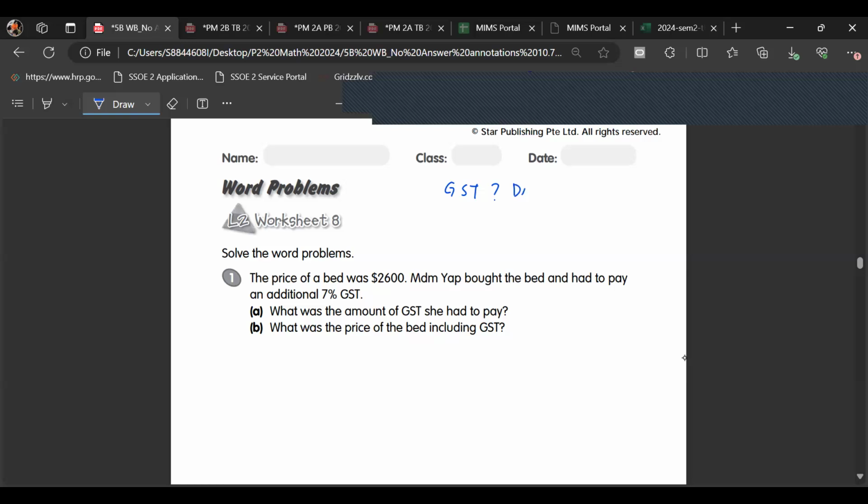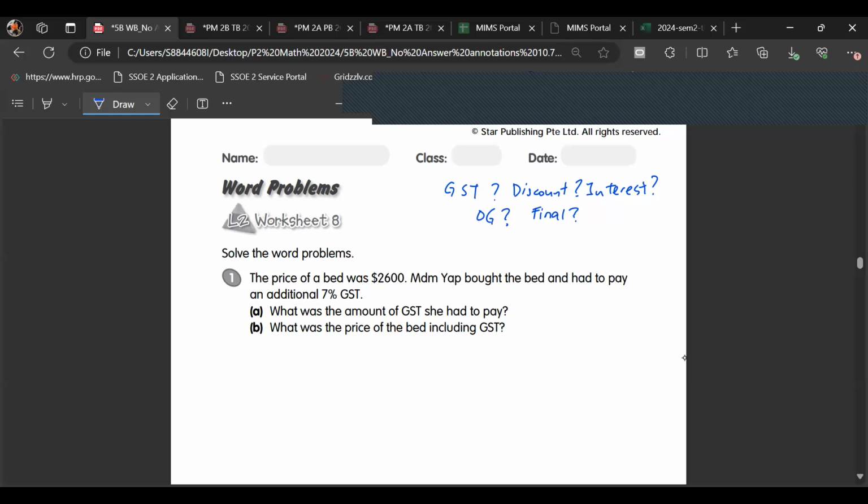Is it GST? Is it discount? Is it interest? So when you look at a percentage problem, these are the three things that we're asking. Then the next thing to think about is also, is it asking for the original price, the OG? So this is like the before anything happened, or is it asking for the final price or final cost?